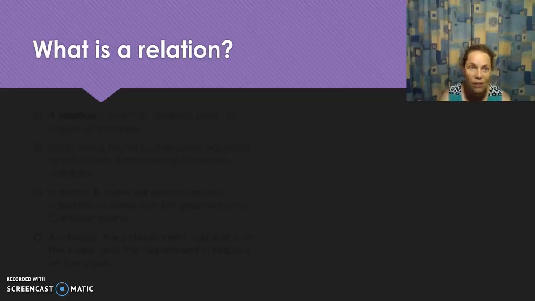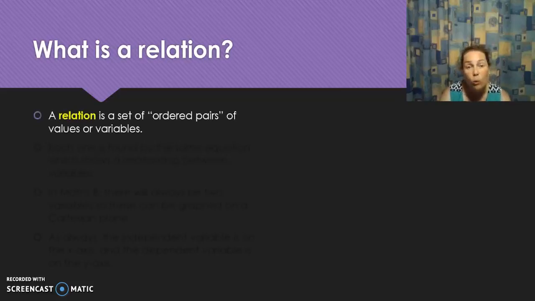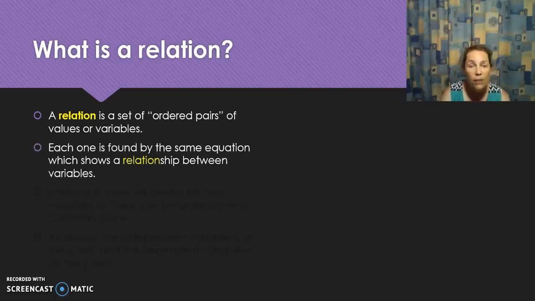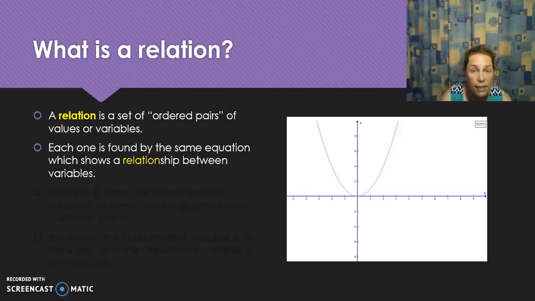So what is a relation? A relation is a set of ordered pairs of values or variables. Each one is found by the same equation, which shows a relationship between the variables. As I said, you've been doing this since grade 8. Here's an example of one that you would have looked at in Year 9 and Year 10, and it's a quadratic. For every y value, it's found by squaring the x value. So we've got x and x squared for our x and y value.